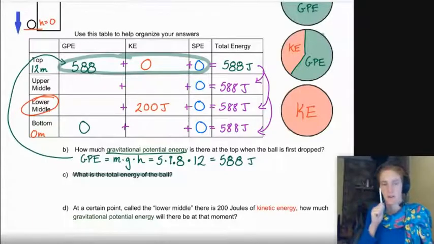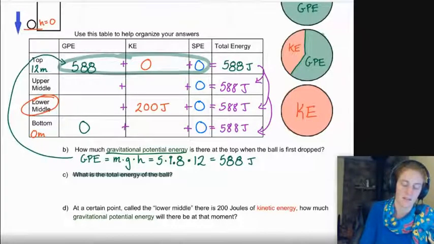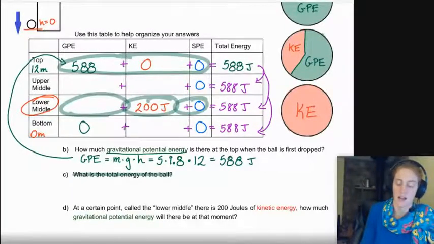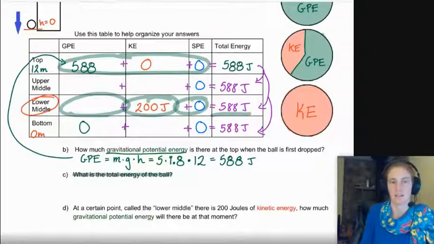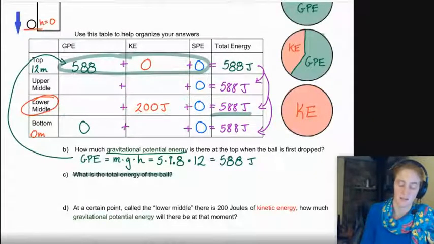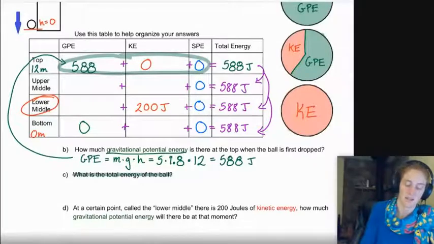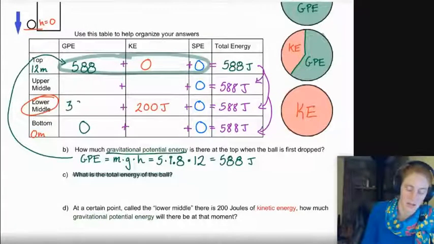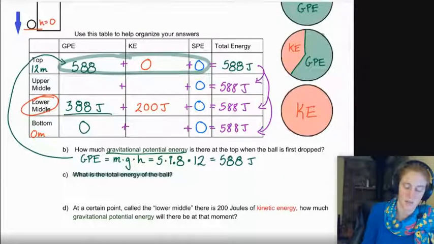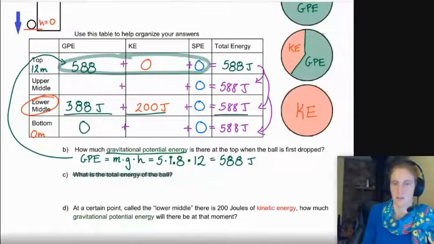Well, I'm going to remember that if I add my types of energy together, this one plus that one, I need to get 588. Well, that means that I need 200 plus something is 588. So I'm going to subtract 200 from both sides. And what I get is a gravitational potential energy of 388. So I'm going to check it. 388 plus 200. Yes, that's equal to 588.